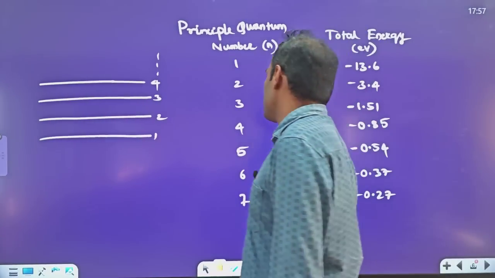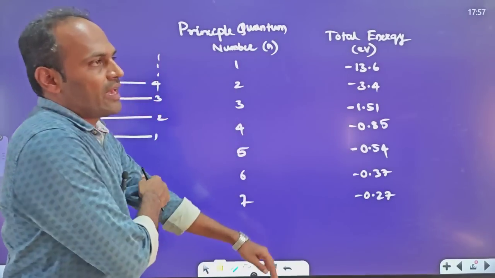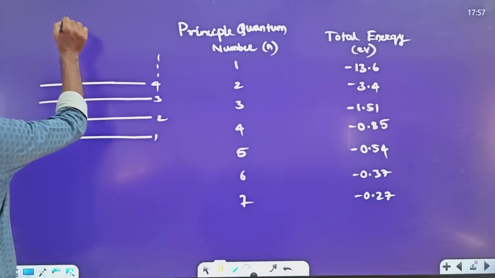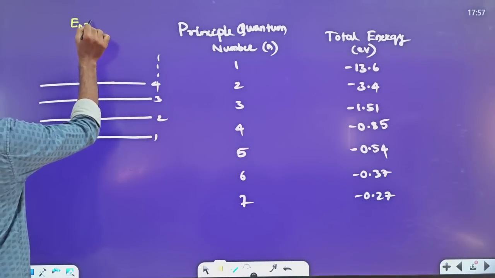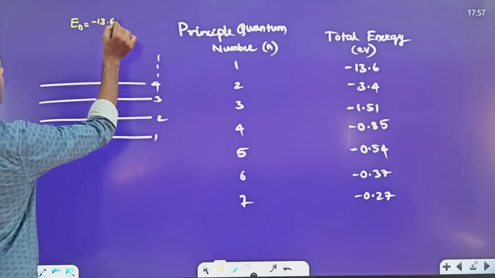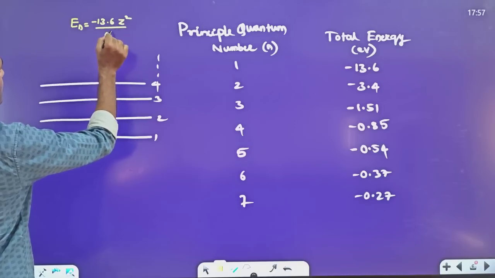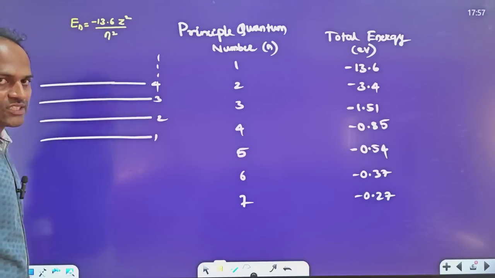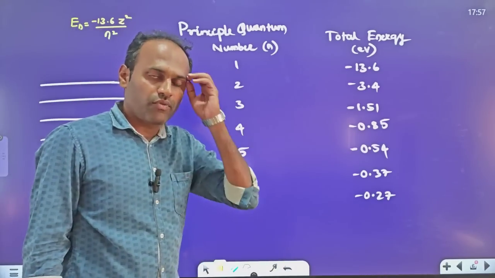Next, the principal quantum number. We already know the formula of energy. The energy of the nth orbit is minus 13.6 z square divided by n square. This is the formula, right? z square divided by n square. This is the formula for the nth orbit.